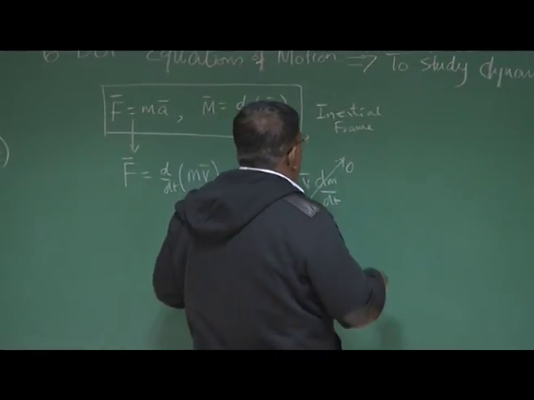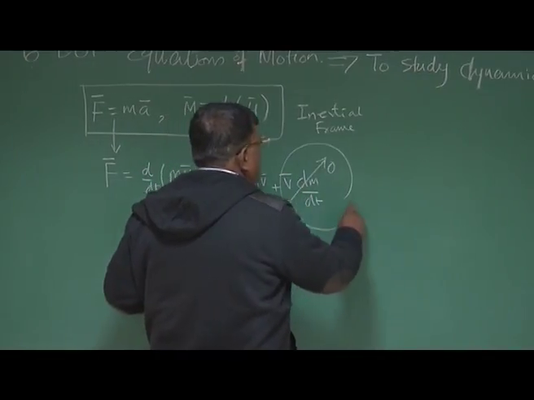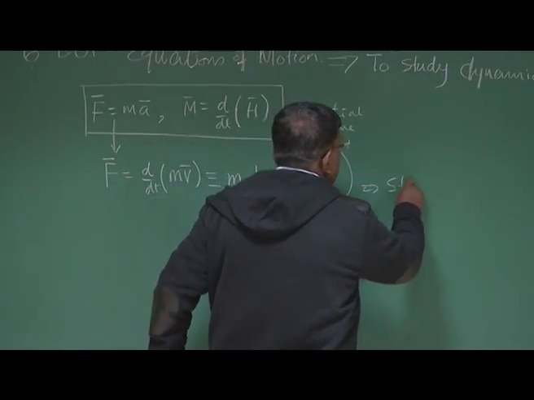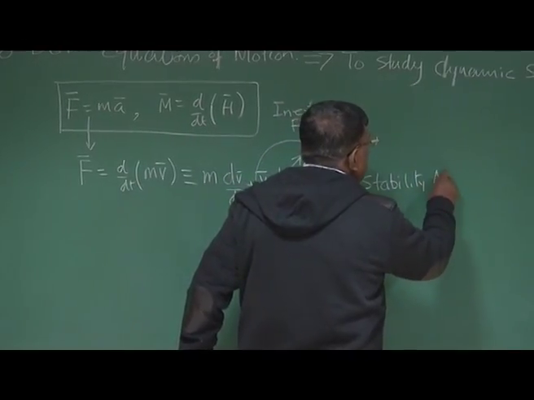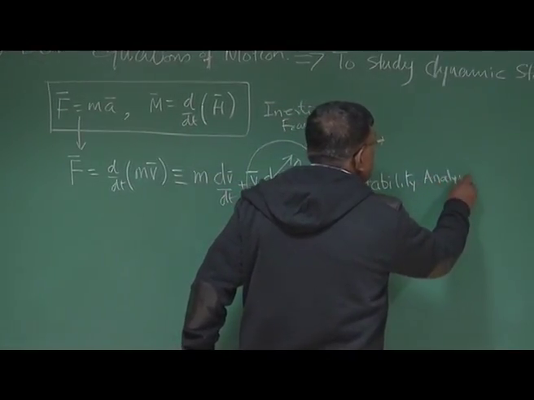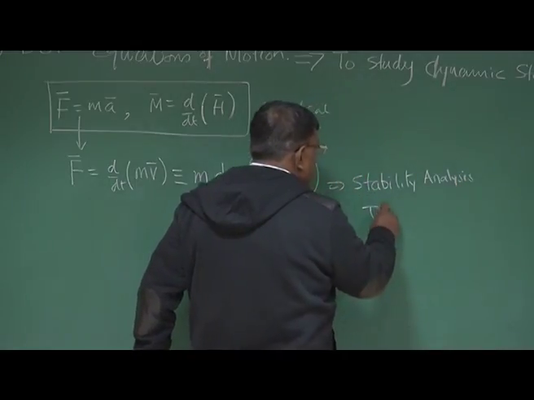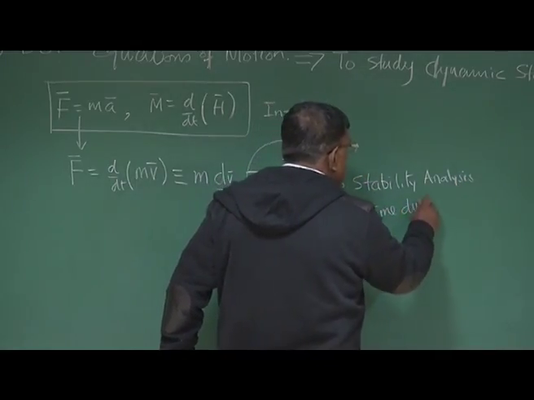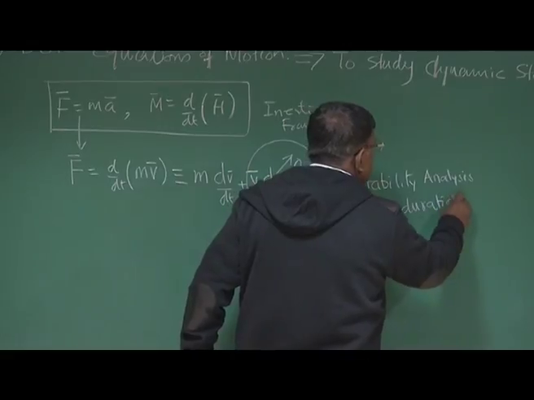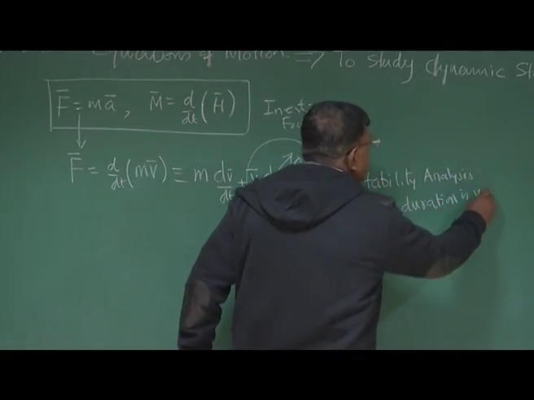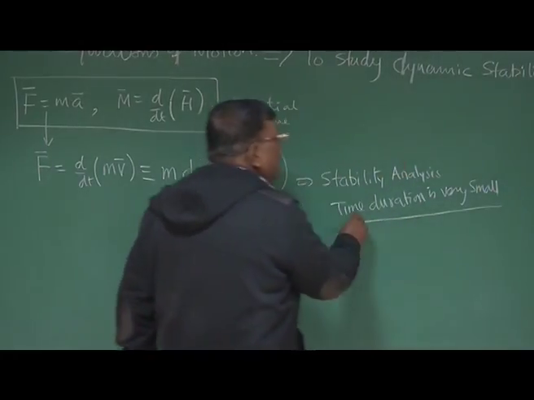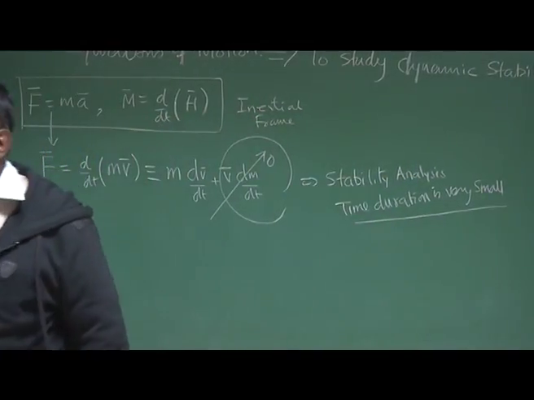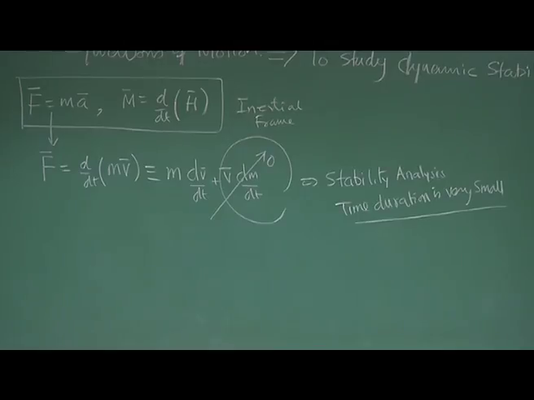So why is this assumption okay? Because we are doing it for stability analysis, and the time duration of study is very small. So it is fair enough to assume that fuel consumption is 0 or negligible, right? So the weight remains the same. So dm by dt is 0, fine.